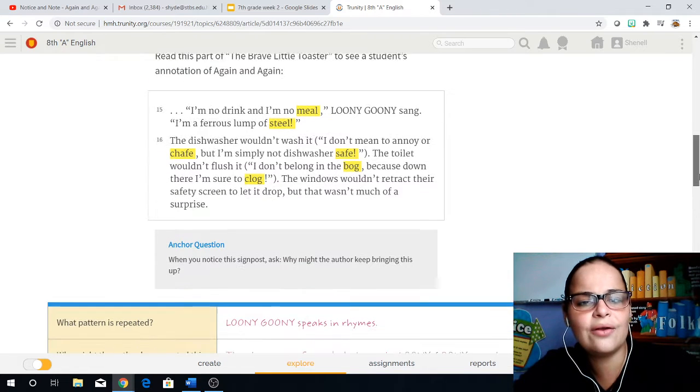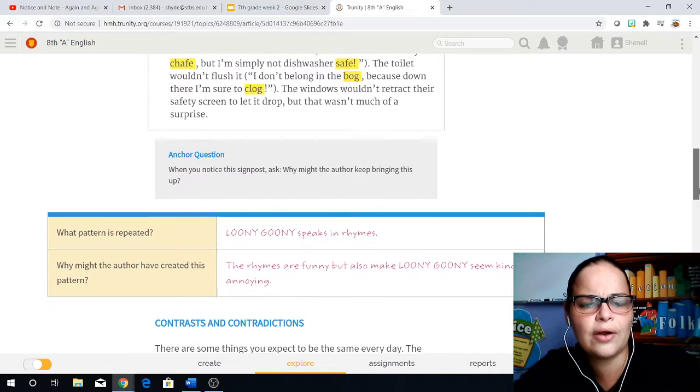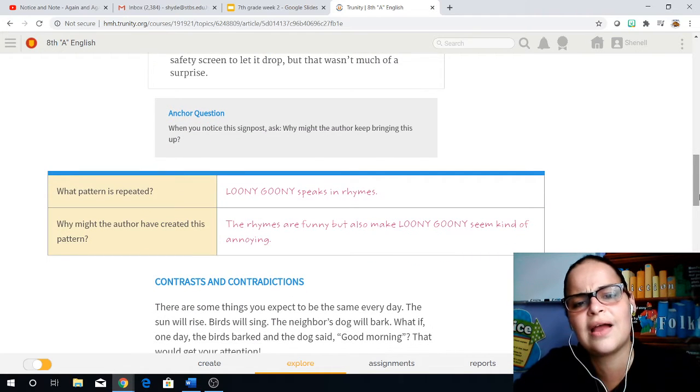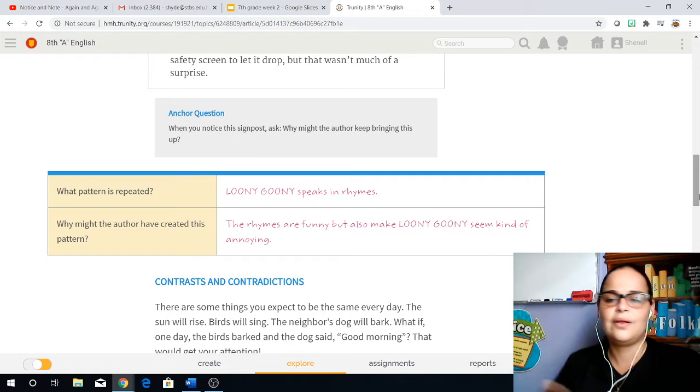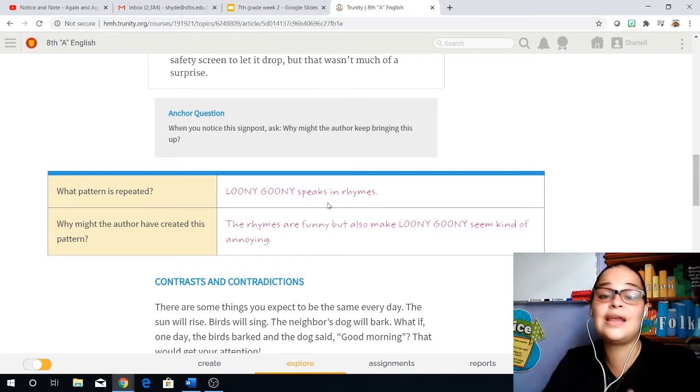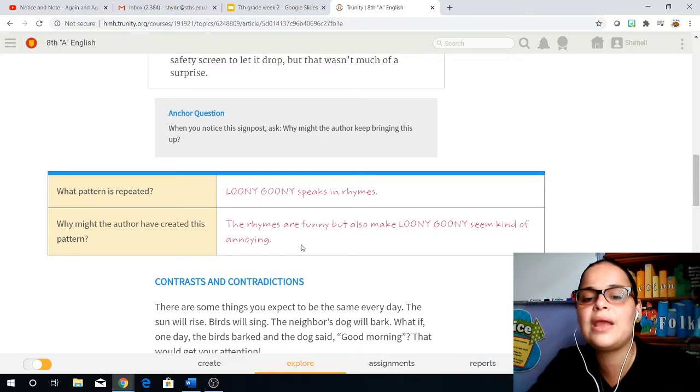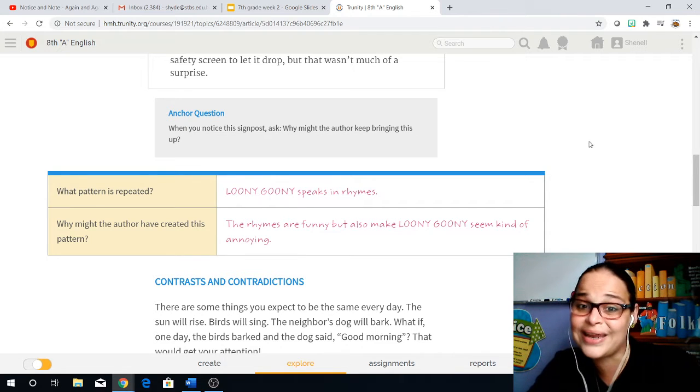So why are these words highlighted? Our anchor question would be, when you notice this signpost, you should ask yourself, why might the author keep bringing this up? So what pattern is repeated? Loony Goony speaks in rhymes. And why might the author have created this pattern? The rhymes are funny, but also make Loony Goony seem kind of annoying.